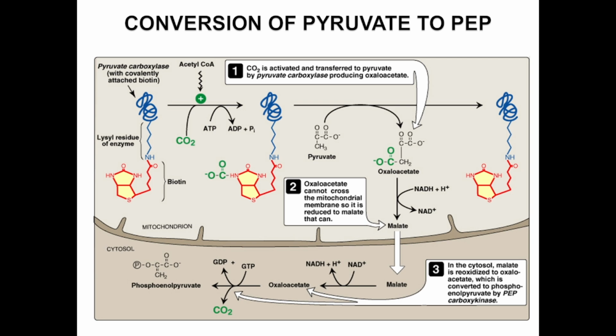Oxaloacetate cannot penetrate the membrane, so it should be converted to malate by malate dehydrogenase inside the mitochondria. The malate, when it reaches the cytosol, is converted back to oxaloacetate. And then by phosphoenol pyruvate carboxykinase, oxaloacetate, with a decarboxylation reaction, is converted to phosphoenol pyruvate. So here we reached the glycolysis pathway, or one of the intermediates of glycolysis.